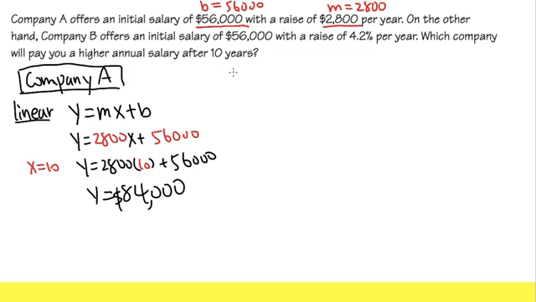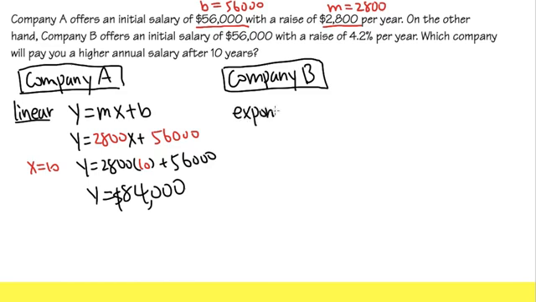Now let's take a look at Company B. This one has the percent, so this is actually exponential growth. The formula that we'll be using is y equals a, the initial amount, times 1 plus r, for the rate, raised to the t power. Why this one? Because we have the rate in percent, 4.2%.